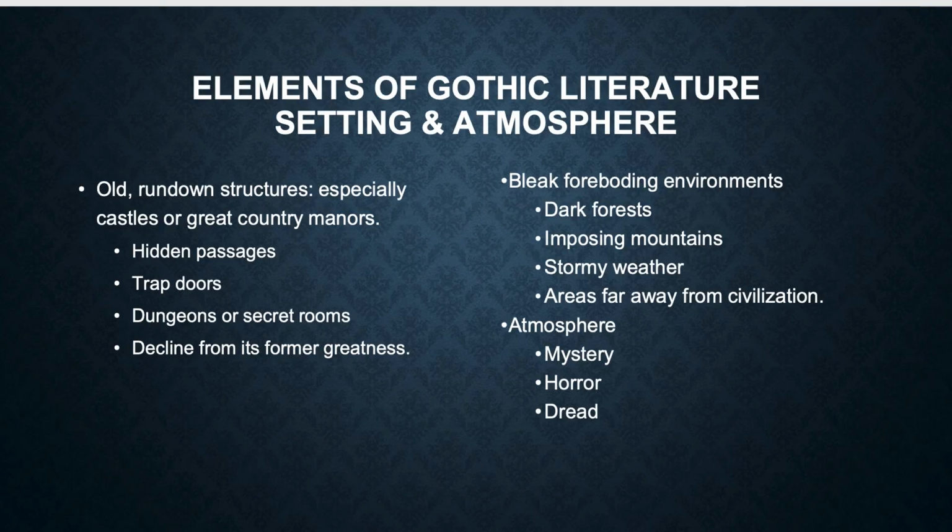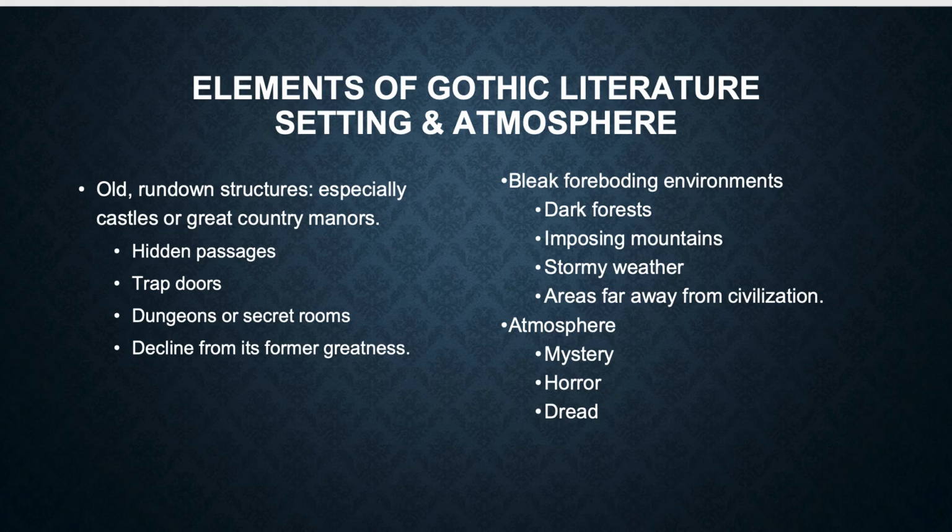So let's start with setting an atmosphere. The typical setting of Gothic literature has old rundown structures. In a lot of Gothic stories, it is great castles or country manors. We'll see that in some of Poe's stories, but they're not always castles or manors. If they are, they're going to have hidden passages, trapdoors, maybe some kind of dungeon. But the big thing to highlight here is that you'll often see a decline from former greatness, something that used to be really nice and has now decayed or declined or kind of crumbled in some way.